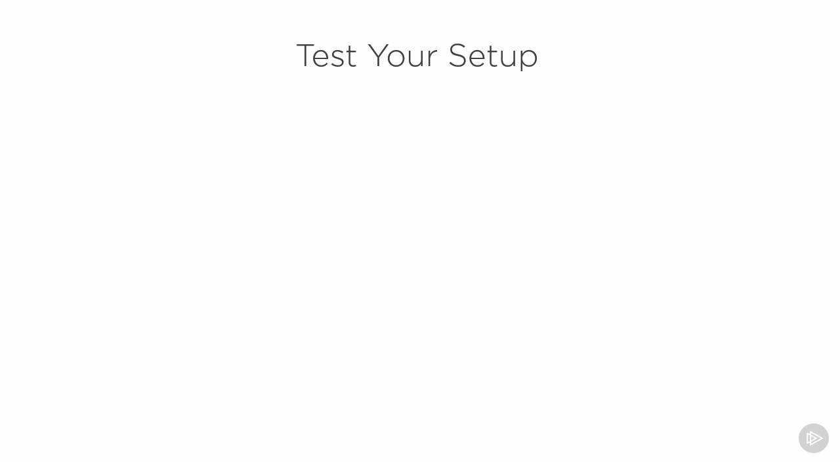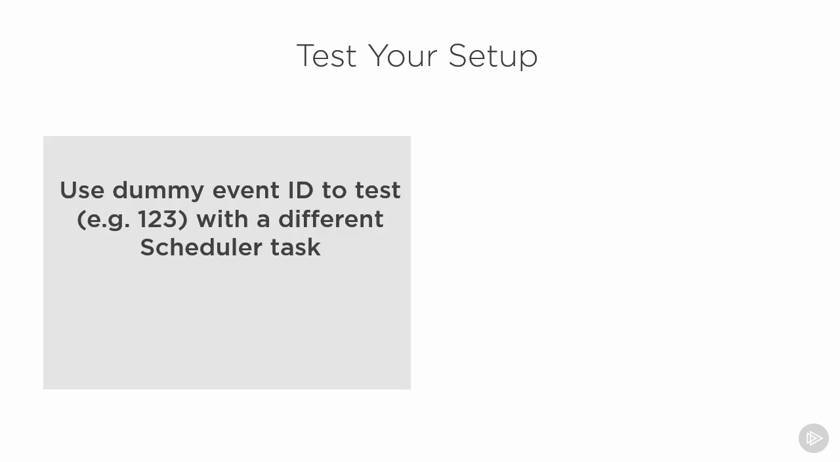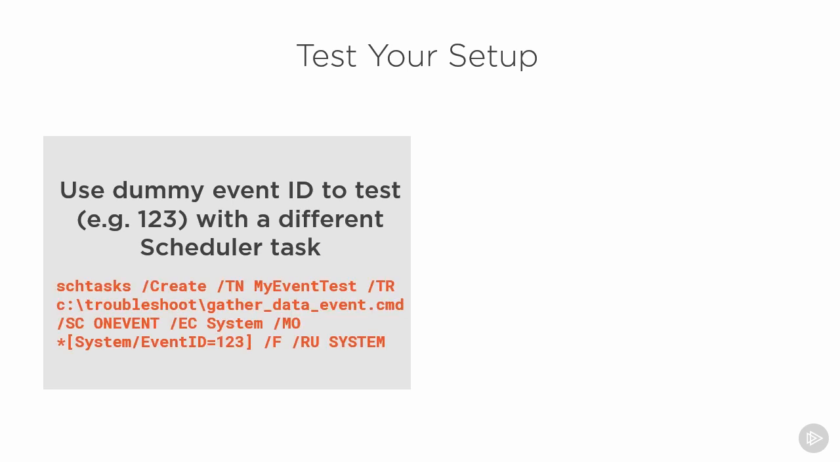Finally, you'll want to test your setup. This can be accomplished by using a dummy event ID, for example, event 123, with a different scheduler task. So here I am creating a duplicate scheduler task almost. You can see it's the schtasks /create /tn myEventTest with the action routine c:\troubleshoot\gather_data_event.cmd, specifying a frequency of on event with the event channel system, but this time the modifier is with event ID 123. And then we run as the system.